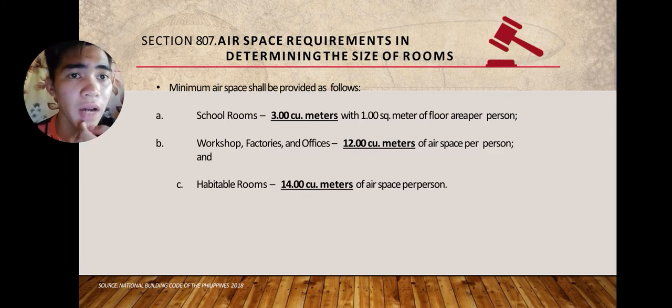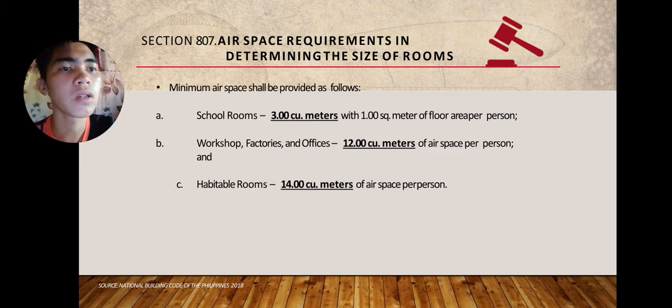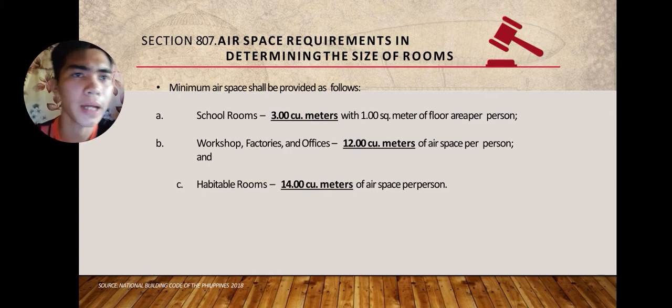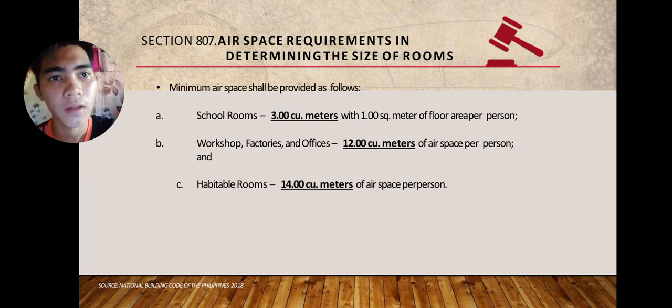Then workshop, factories and offices kinahanglan og 12 cubic meters of airspace per person, and the habitable rooms is 14 cubic meters of airspace per person. So mao gyud ni ang gi-provide sa section 807 nga airspace requirements in determining the size of the rooms. So mao ni mga requirements gyud sa mga rooms, school, workshop, factories, office and habitable rooms.